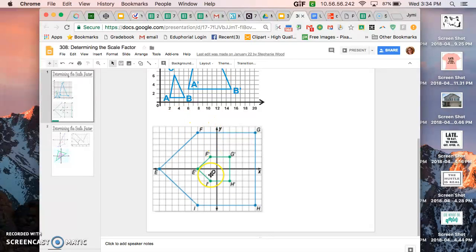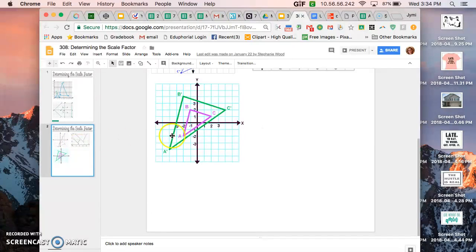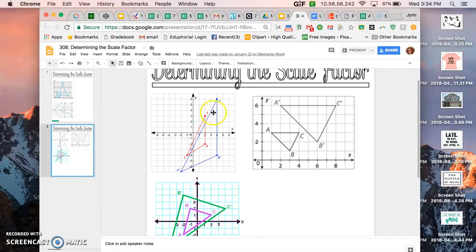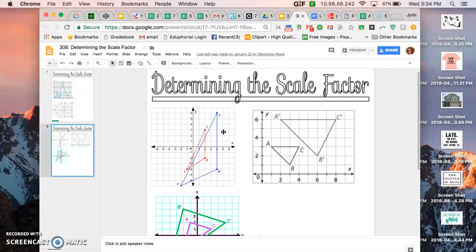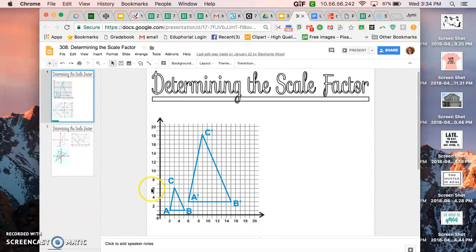So in this case it's getting smaller, so it's going to be a fraction. In this case it's getting larger, and getting larger. Okay, so just next to your paper write what K equals, and tomorrow we will check our answers.